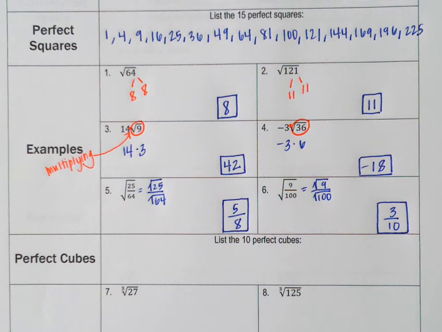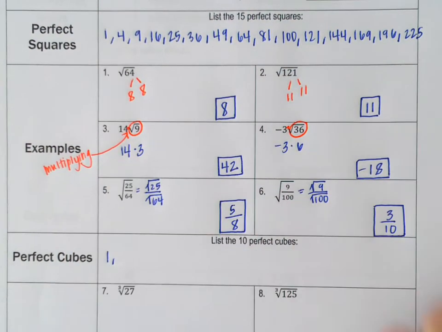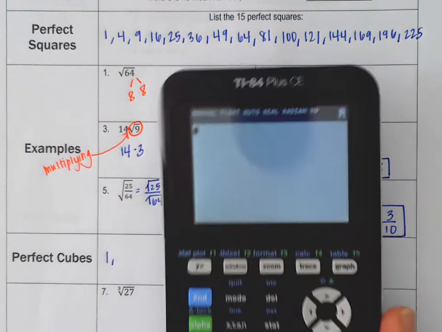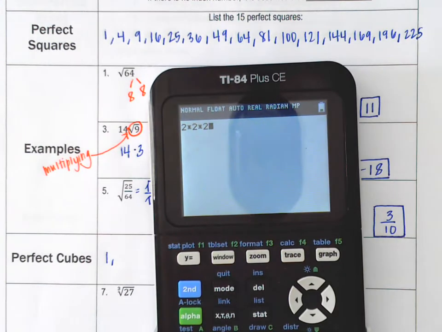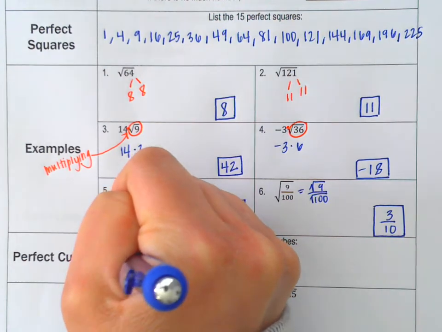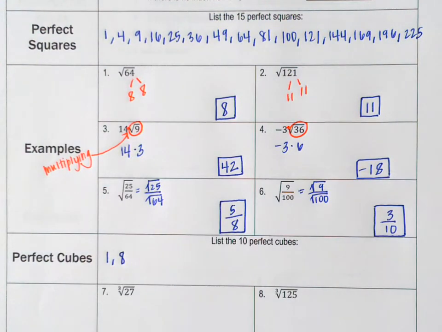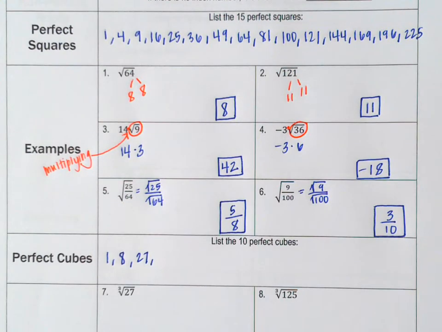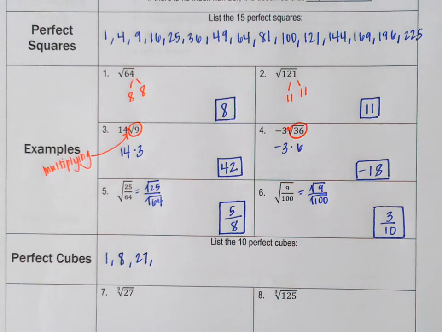Now we're going to look at our perfect cubes. So perfect cubes are numbers being multiplied by itself 3 times. So, okay, 1 times 1 times 1 is still just 1. 2 times 2 times 2, if you guys need to do those in a calculator, 2 times 2 times 2 gets you 8. You guys can always use your calculator. 3 times 3 times 3 gets me 27.